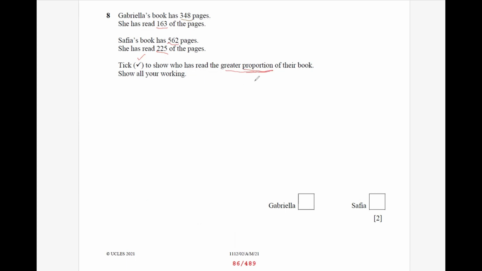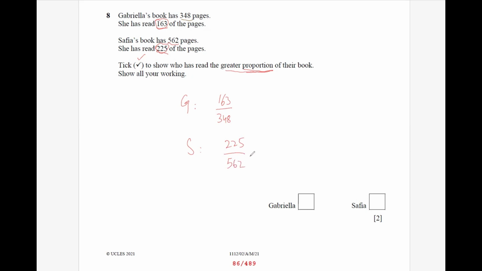of their book. That means we are not interested in the number of pages, who has read more pages, but we are interested in percentage. So we need to convert them into the proportion in both the cases, and then we are going to compare them together. So let's do it. Gabriella's reading is 163 pages out of 348. And for the second one, Safia's, she has read 225 pages out of 562.